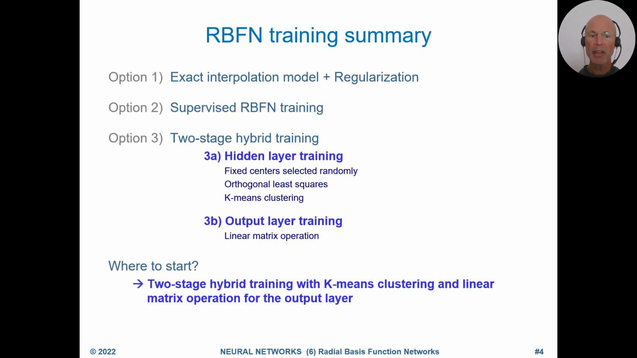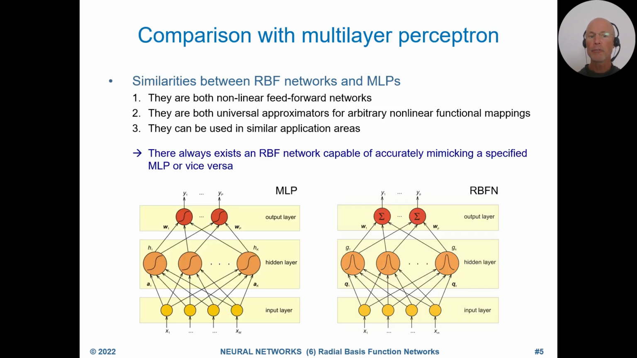For the RBFN training, we can use either exact interpolation with regularization or supervised RBFN training, or a two-stage hybrid training, which is very fast. So we have hidden layer training with methods such as k-means clustering or others, and then the linear matrix operation for the output training. If we compare the RBFN networks with multi-layer perceptrons, they're a kind of similar feed-forward networks.